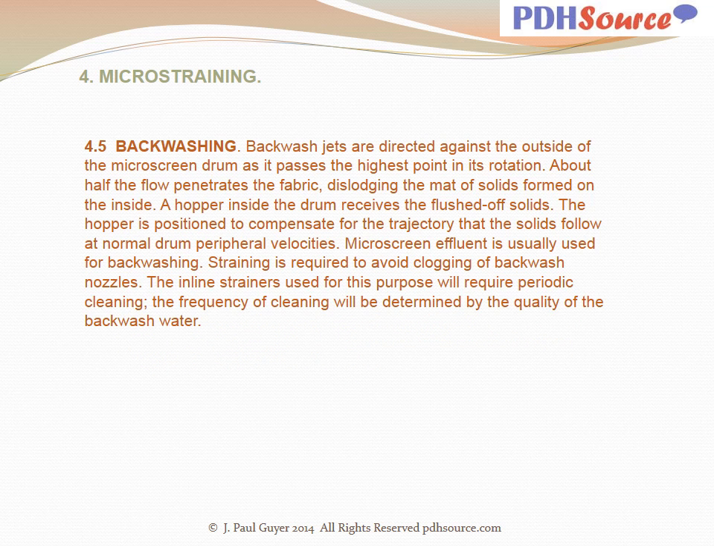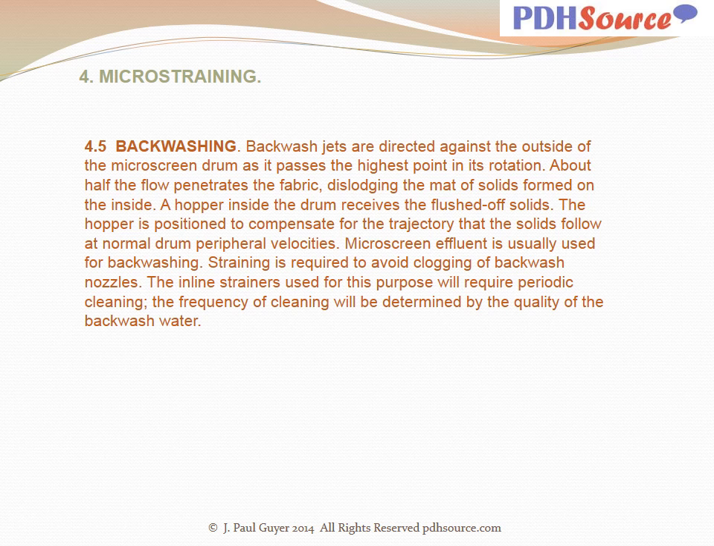For backwashing, backwash jets are directed against the outside of the microscreen drum as it passes the highest point in its rotation. About half the flow penetrates the fabric, dislodging the mat of solids formed on the inside. A hopper inside the drum receives the flushed off solids. The hopper is positioned to compensate for the trajectory that the solids follow at normal drum peripheral velocities.